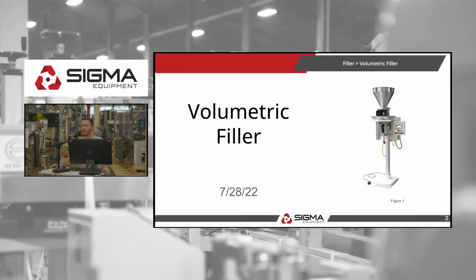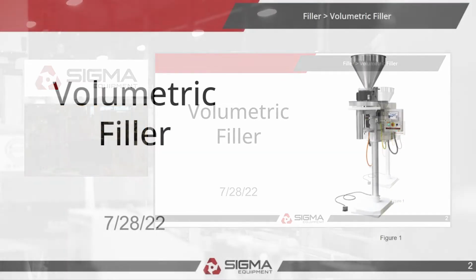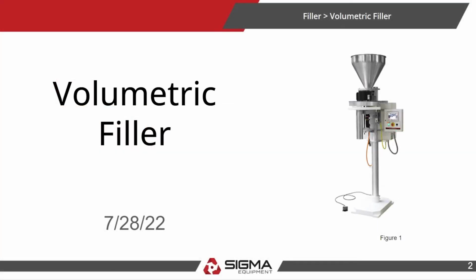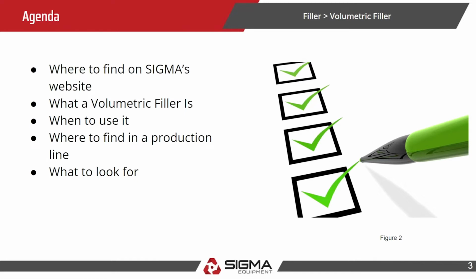So today we're going to be learning about volumetric fillers. Again, a volumetric filler looks very similar to an auger filler. We're going to explain the difference between the two a little later on. Today we're going to learn where to find it on Sigma's website, what a volumetric filler is, when to use it, where to find it in the production line, and what to look for.